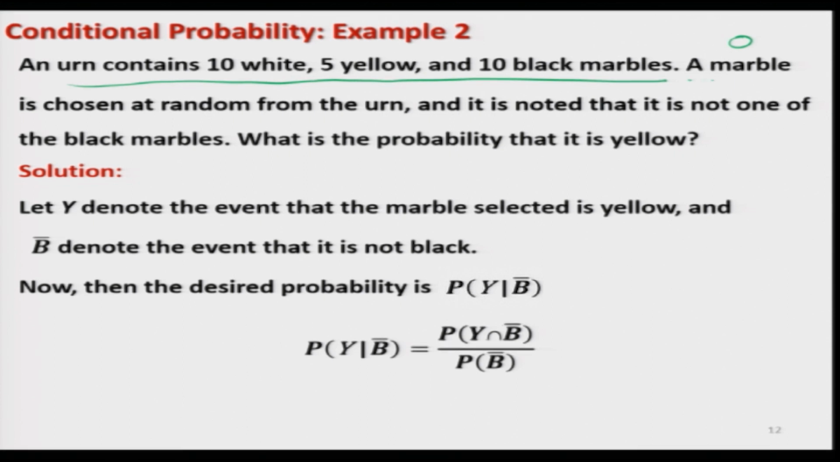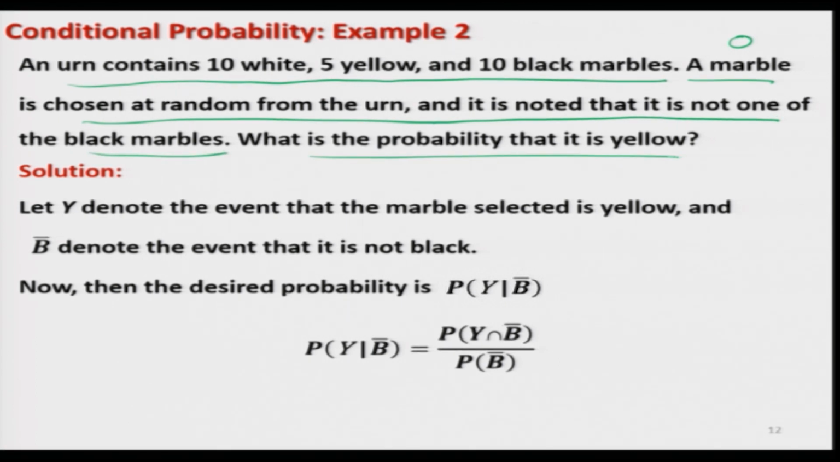So, a marble is chosen at random from the urn, and it is noted that it is not one of the black marbles, and we want to know the probability that it is a yellow marble. In order to do this, we know that there is a condition that it is not one of the black marbles. So, we define two events, one for the yellow marble and another for not being the black marble.